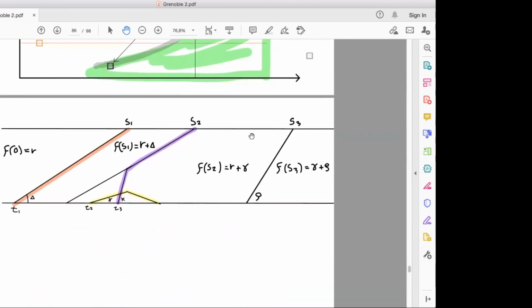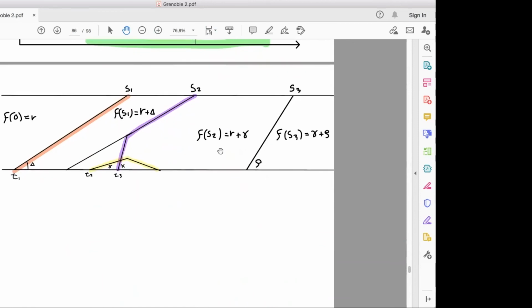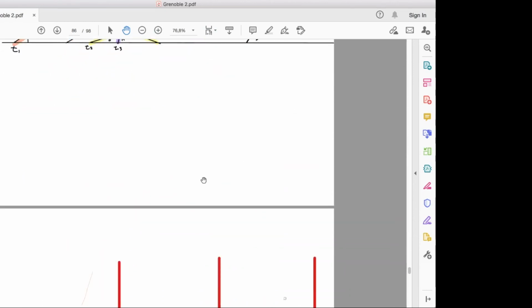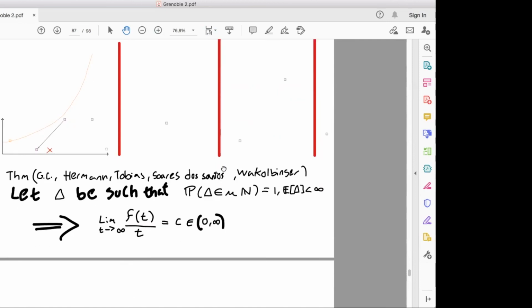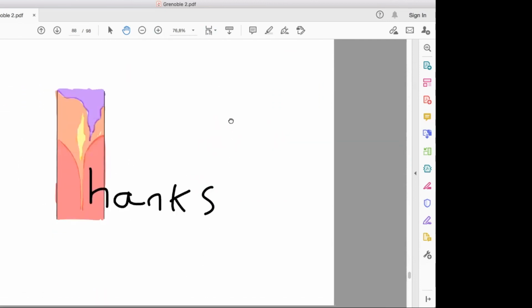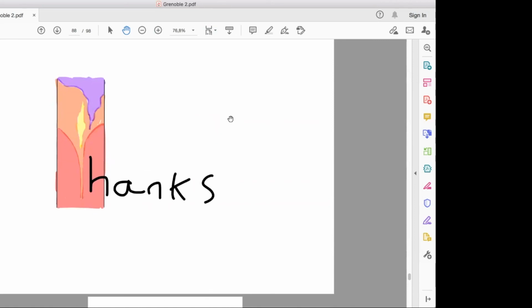With this, we can have a notion of relative fitness, which is simply counting who's winning at each of the times up here. And this led to a theorem together with Felix Hermann, Andras Tobias, Renato Suarez dos Santos, and Anton Bakolbinger, which says that the relative fitness has a speed, which is a number between 0 and infinity. And at this point, the proof is only applying the renewal theorem. And finally, thank you very much.